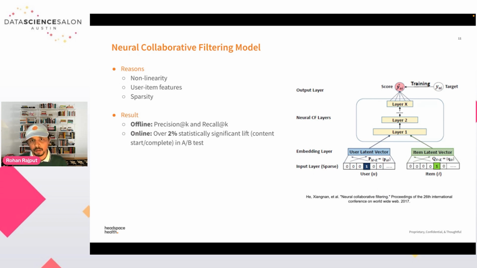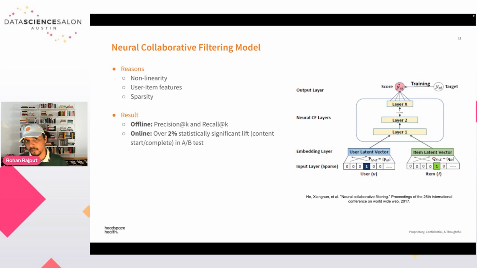What does this model do? It uses a neural network to learn user and item latent factors. So in the first layer, you can see that we have all the user features here, and then we have all the item features, and we try to learn the interaction between this user and item using this neural collaborative filtering layer. Once we train our model, we generate inference and we send it to the prediction service.